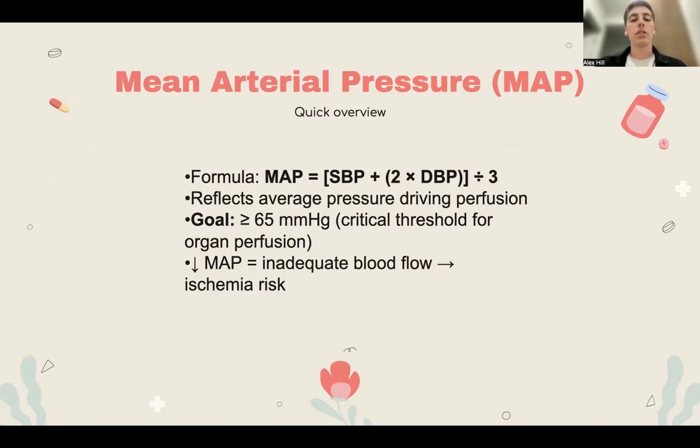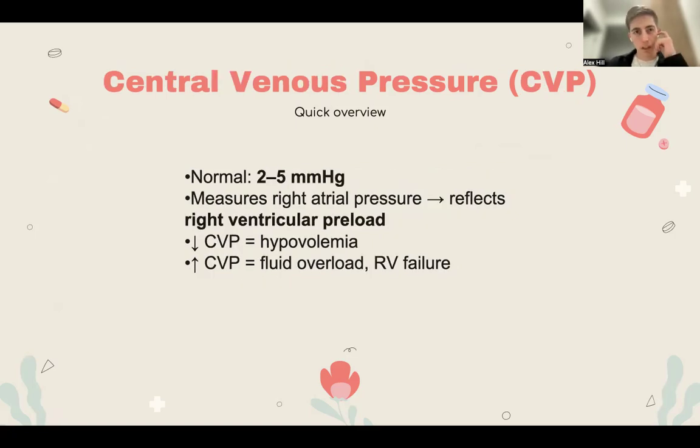So this is your average pressure throughout your whole vascular system. And if you have a low MAP, you're going to be at risk for ischemia. So in the ICU, yeah, they're looking at blood pressure, but mainly looking at MAP, and you don't want it to drop below 65, sometimes 60, or 60 to 70. Okay. Central venous pressure.